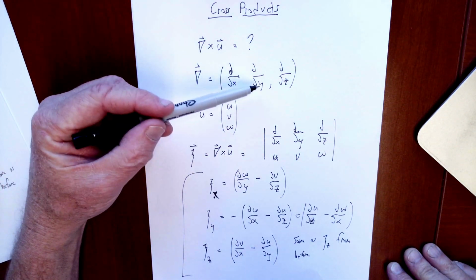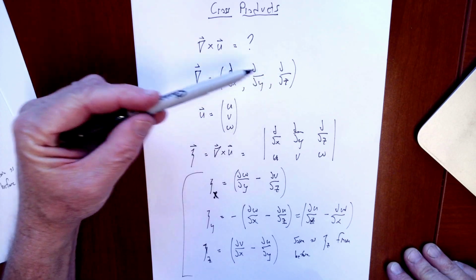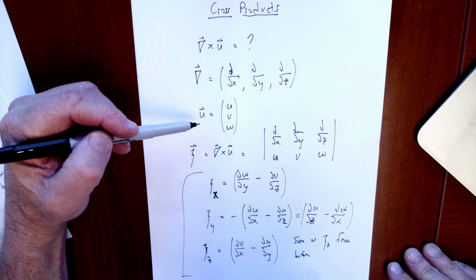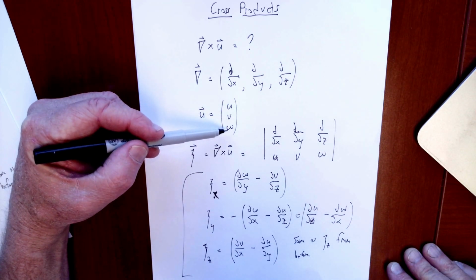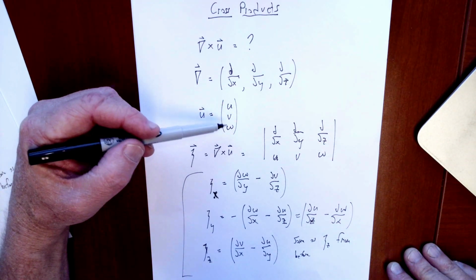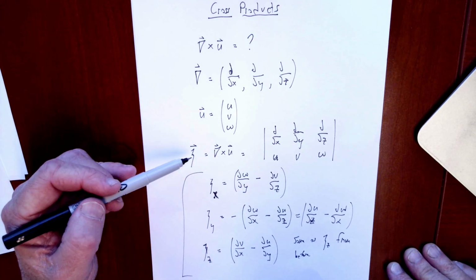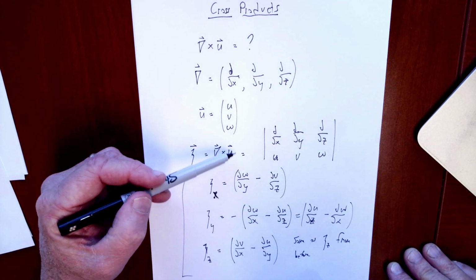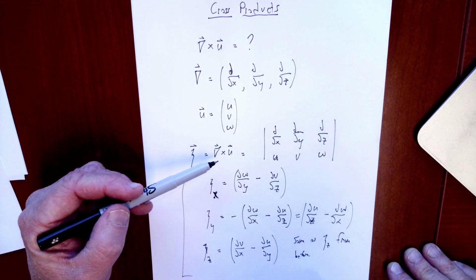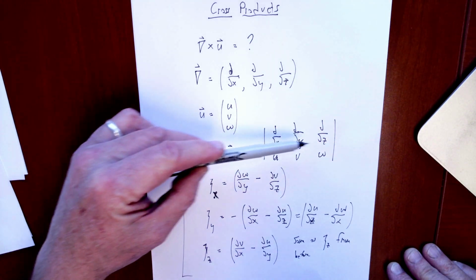Del is d by dx, d by dy, d by dz, a three-element vector of the three derivatives, and u is u, v, and w, which are of course the x, y, and z velocities in Cartesian coordinates. In order to find the vorticity vector, which also has three elements, we take the cross product of those two things. The way you do that is I put them in two rows.